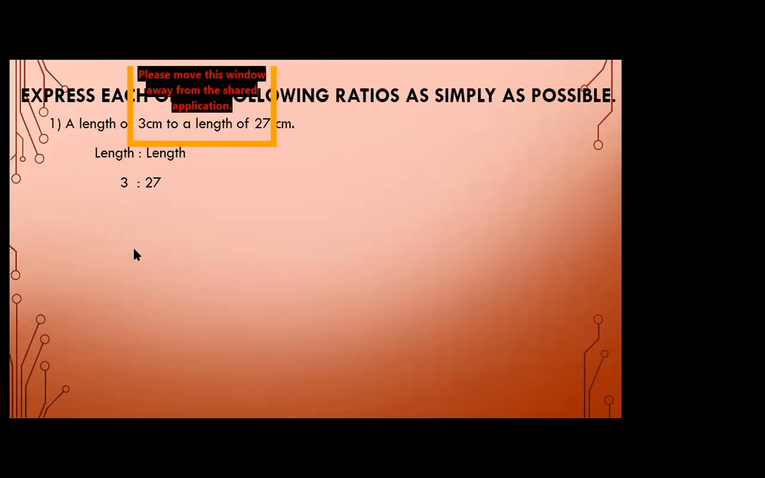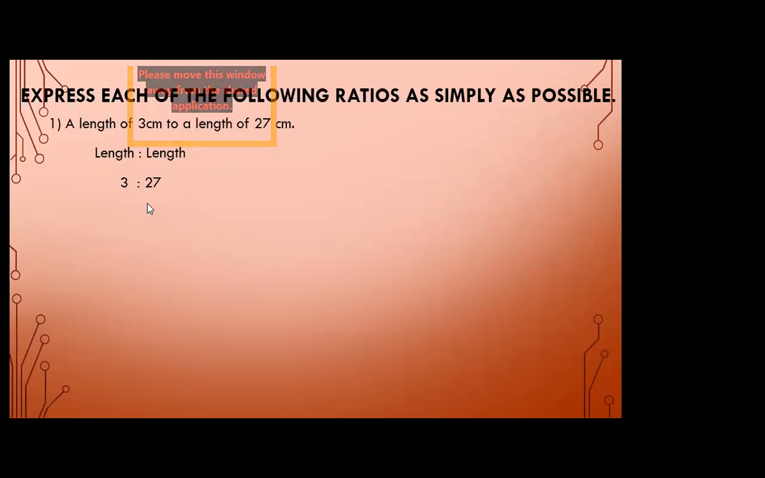First question is a length of 3 centimeters to the length of 27 centimeters. Students, first of all, we have to check whether the quantity is the same or not. Exactly, here length is there, length is there. That means we can compare both. First we write length ratio length. Now we have to check that the units are the same. Yes, 3 centimeter, 27 centimeter. So here we can write the ratio 3 colon 27.